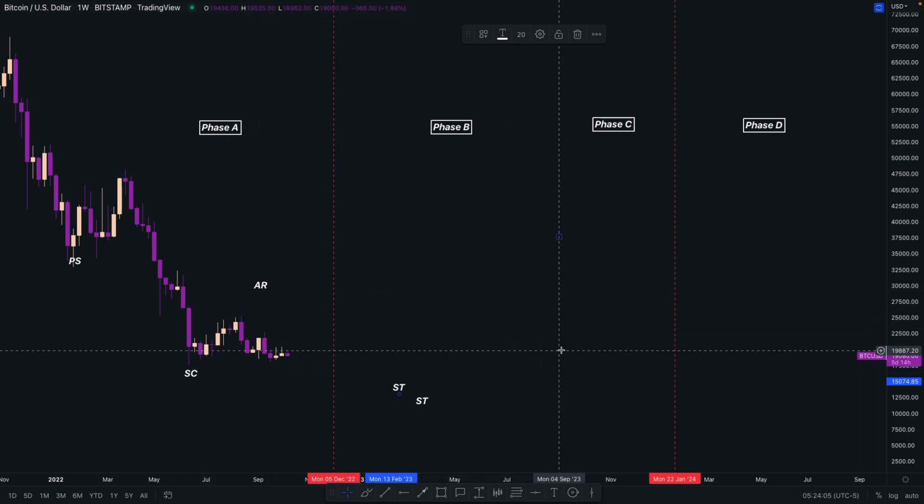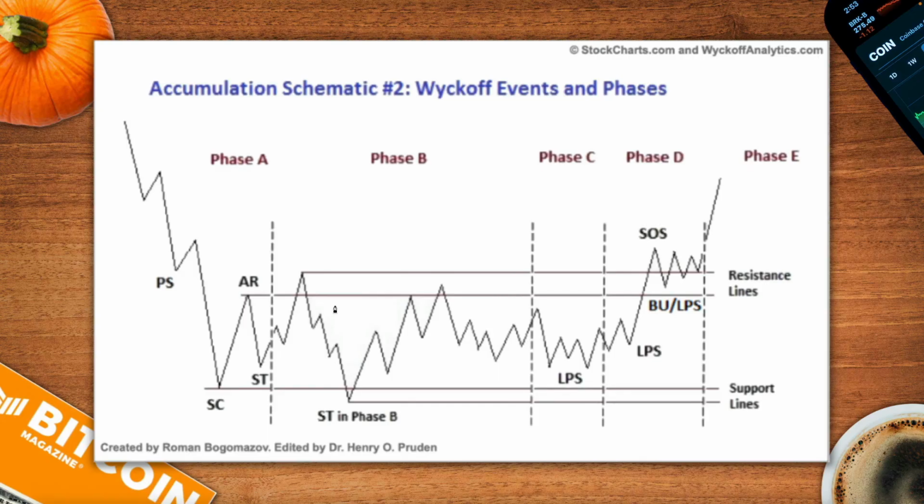Phase B is your second, or your longest phase. That's really where all the accumulation happens. That's where a lot of pain is felt by these investors, because phase A is just your markdown. Phase B takes the longest as you're consolidating back and forth, right? You're making new highs and then new lows. So it's very hard for day traders especially, but investors, to go through this phase.